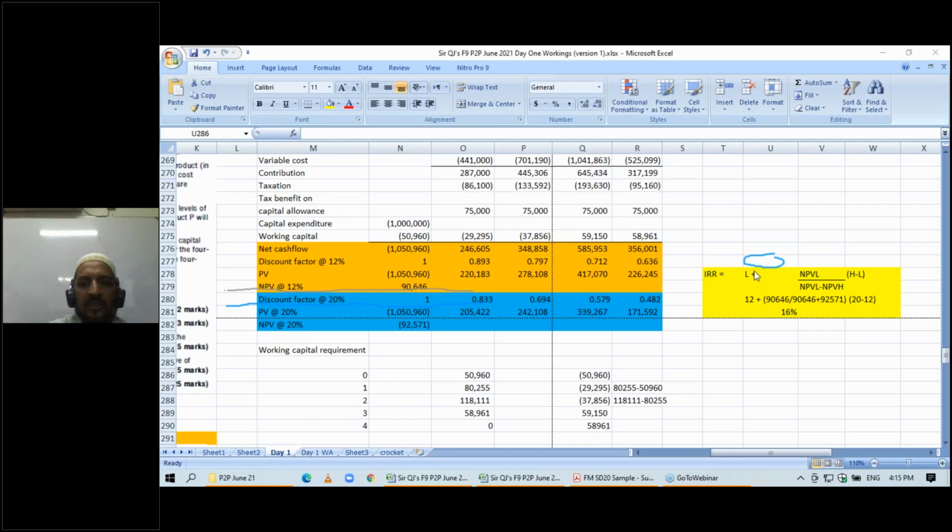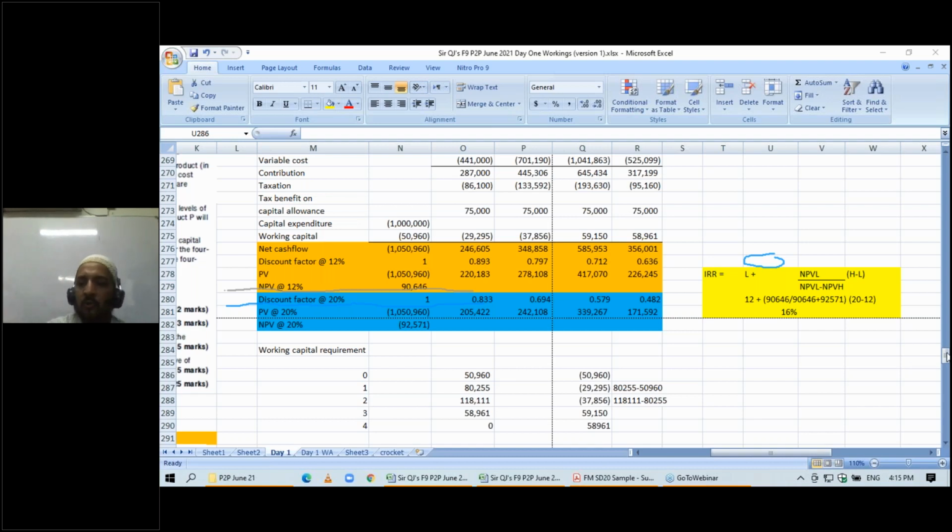Okay, so it's approximately 16%. It is around 15.9 something. So this is the internal rate of return. Okay, students, only those functions you will be able to use which are available on your exam platform, right? So you won't be able to use formulas which are normally available on the Excel sheet because the worksheet that's available on your exam sheet is only allowing you a limited number of functions over there, right?